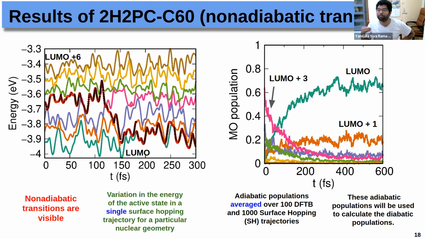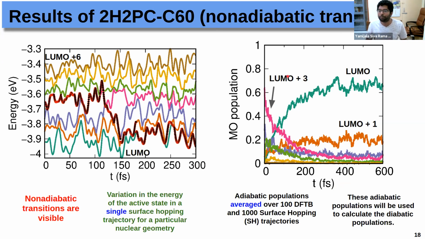In order to obtain any meaningful answer, we need to run the simulations for several thousands of FSSH trajectories and several nuclear trajectories as well, because this is a stochastic process and we need to average all of this. So that's what we have done in order to obtain what are known as the adiabatic populations or MO populations.